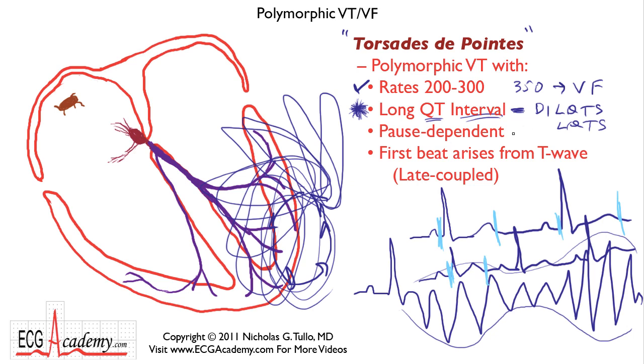Well, what happens with torsade is there's such a bizarre abnormality in repolarization that it results in ventricular arrhythmias, but it's especially worse after a pause. And so what you'll generally see is pause dependence, and I'll show you what that looks like. It means that there's usually a long interval before the normal beat that precedes the ventricular tachycardia. So it's pause dependent, and I'll show you examples of that. Lastly, the first beat of the tachycardia arises from the T wave. Because the QT interval is long, that means the first beat of the tachycardia is late coupled, meaning that the rate is relatively slow when it first starts off.